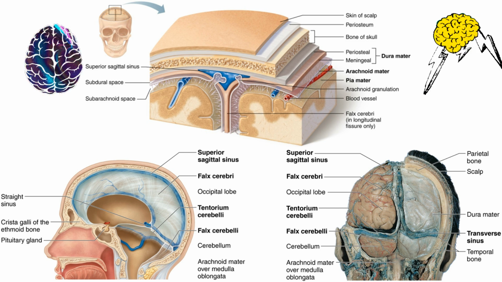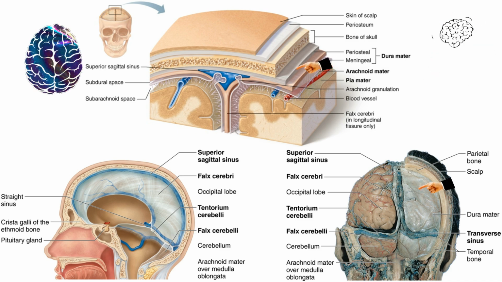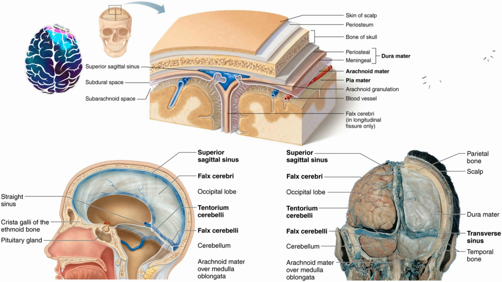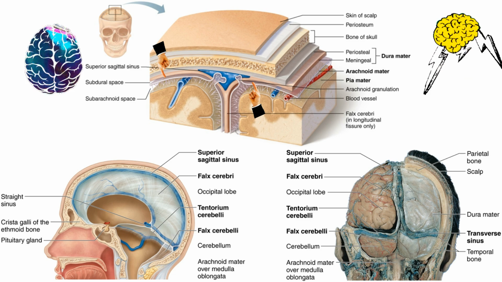To protect the delicate neural tissue, the brain is encased in 3 layers of membranes called meninges. The outermost, toughest layer is the dura mater. It consists of 2 layers, the outer endosteal layer, which attaches to the skull, and the inner meningeal layer. Between the dura and the next membrane is the subdural space, which is considered a potential space.